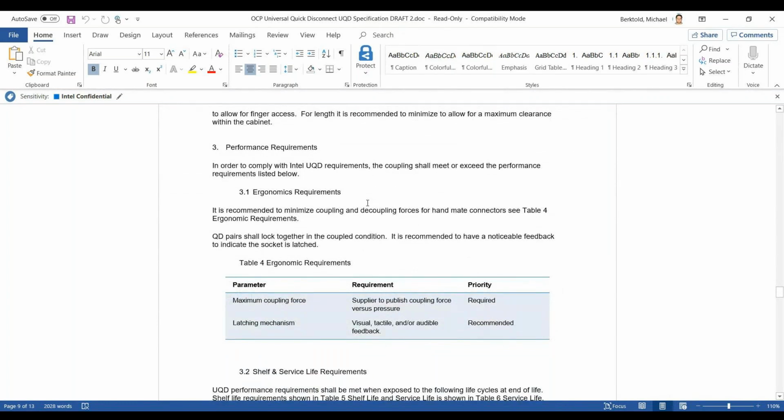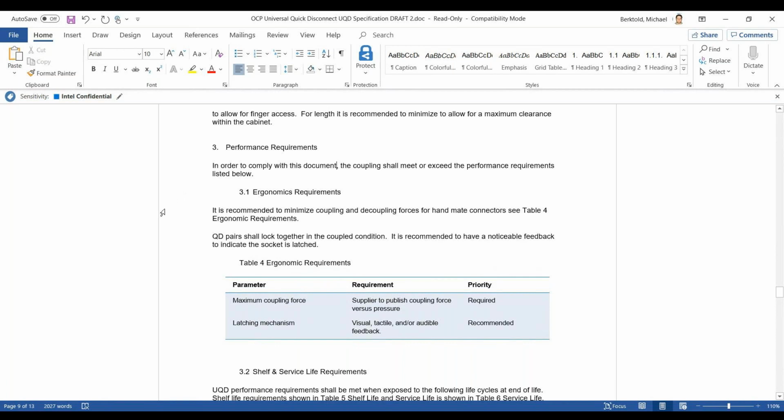Section 3, performance requirements, and this is kind of the heavy lifting for the spec itself. What I'm saying is in order to comply with, I got a typo over there. It says in order to comply with Intel UQD requirements. I need to change that, Michael, so could you take a note? I need to take out Intel UQD requirement and just put this document or something like that. In order to comply with this document, the coupling shall meet or exceed the performance requirements listed below.